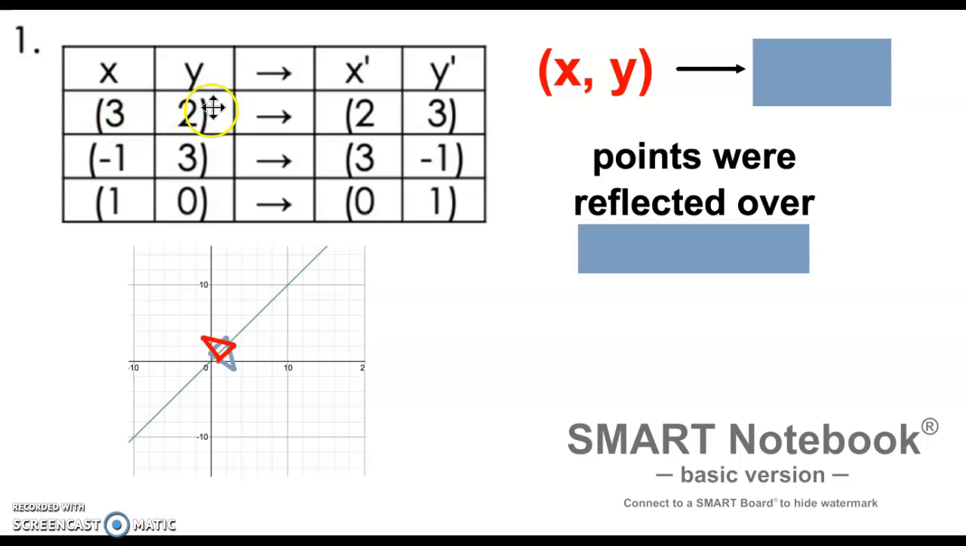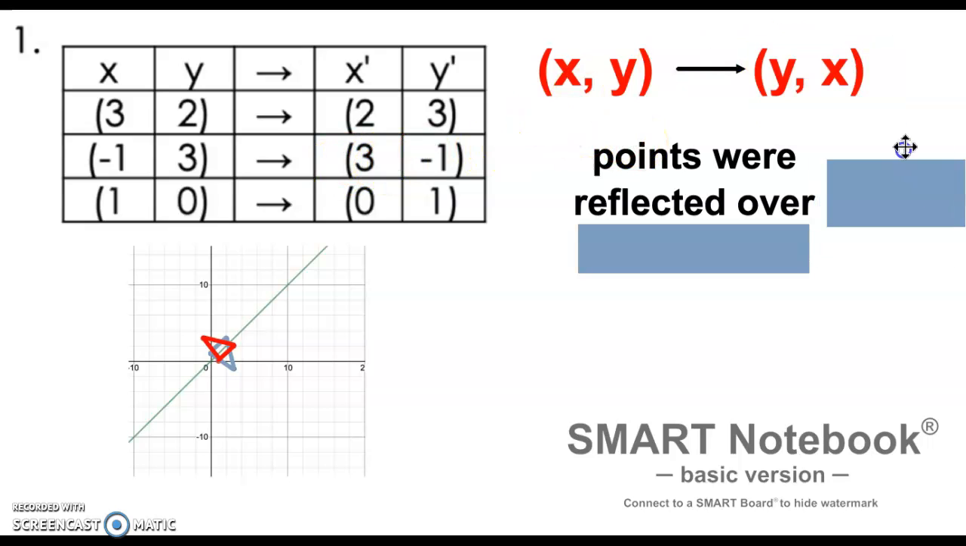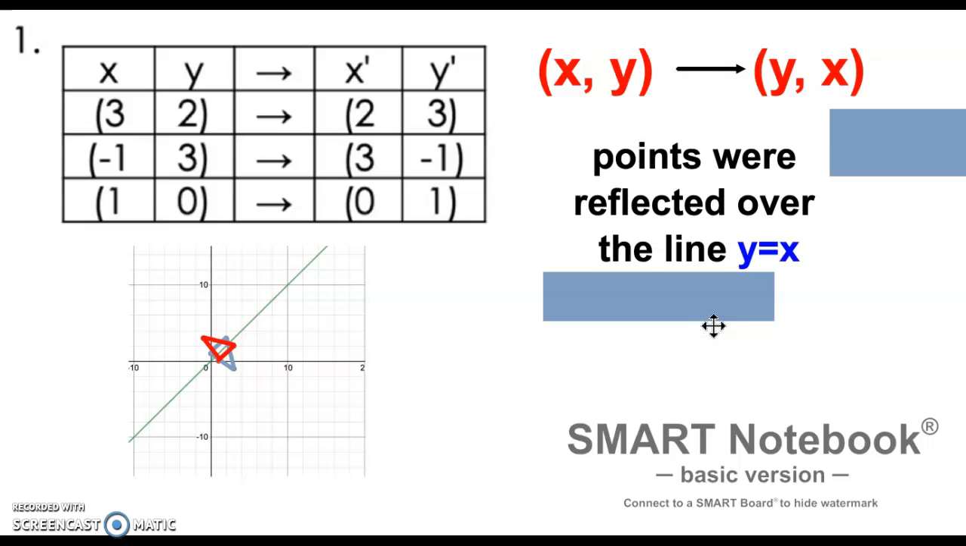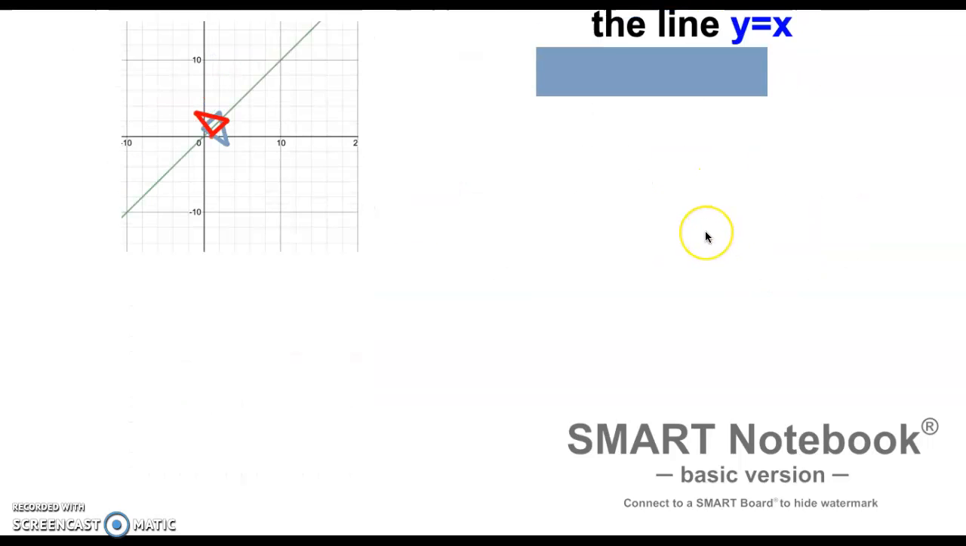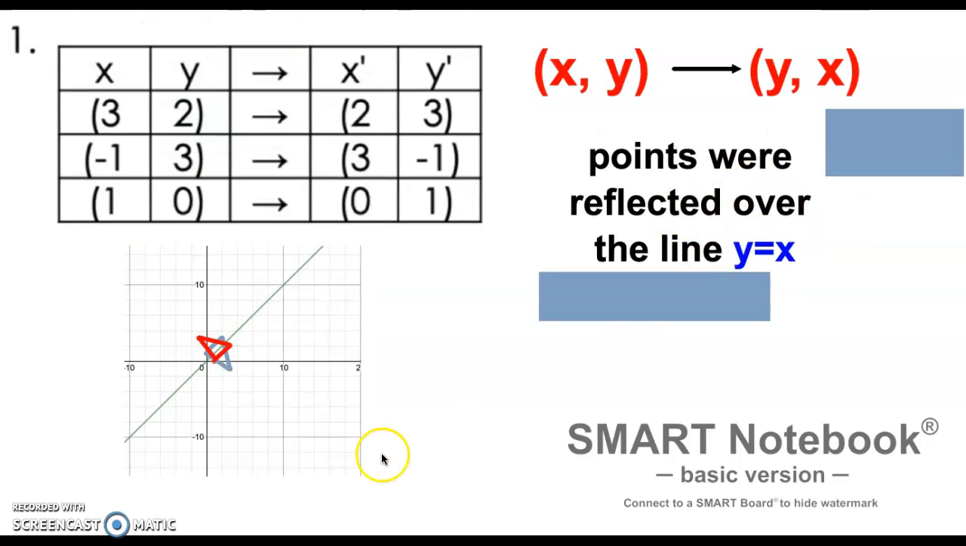So here, 3, 2 turns into 2, 3. Negative 1, 3 turns into 3, negative 1. So the ordered pair x, y turns into y, comma, x. And we know that when that happens, it means our points were reflected over the line y equals x. This is the rule that we follow every single time: we reflect over the line y equals x.